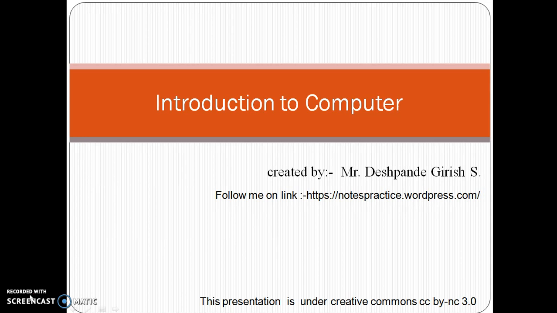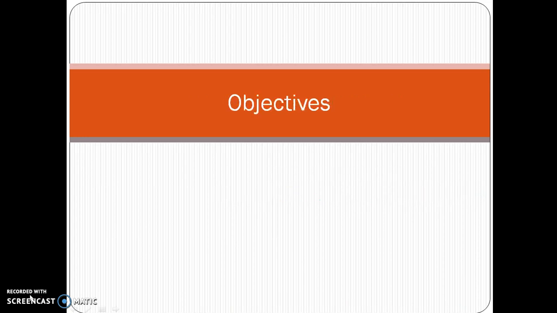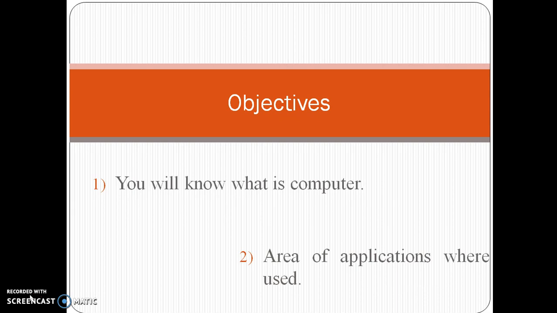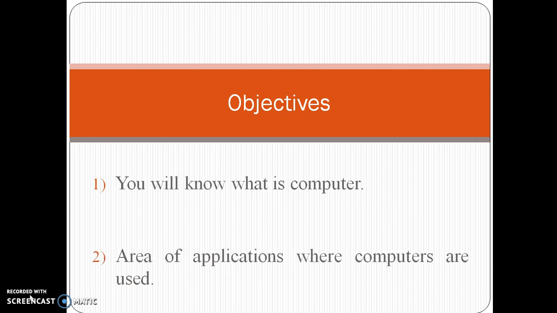So for getting the knowledge of this particular topic, we will move to our first slide, that is the objective slide. In this objective slide, I have kept two objectives. The first objective is what is a computer system. Knowing what a computer is, is an important factor to gain the knowledge of computer systems. And the second objective is the area of applications where computers are used.